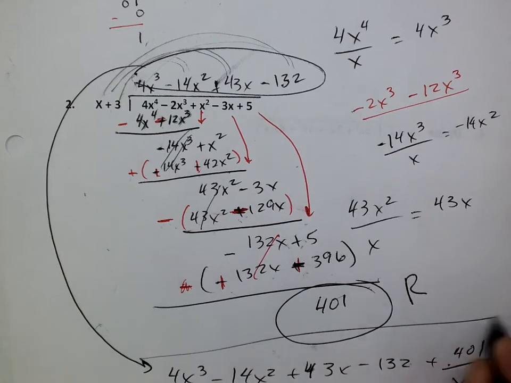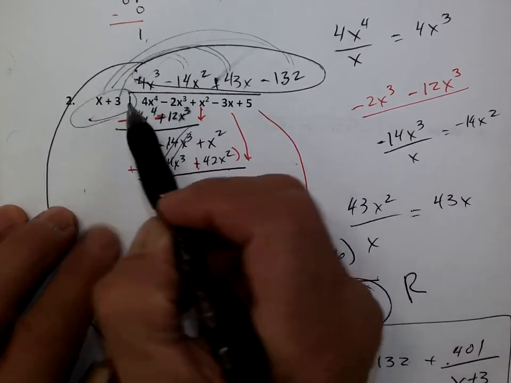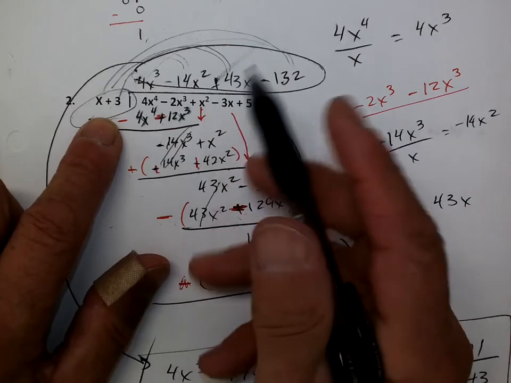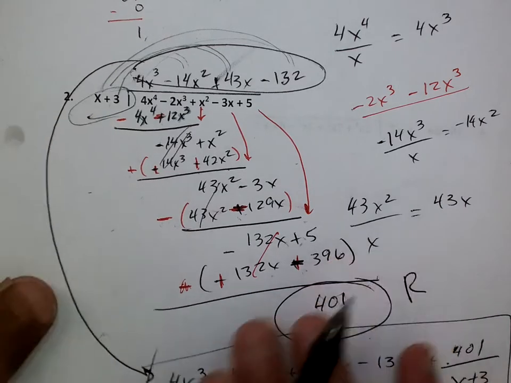Now, is there an easier way? Yes, there's a trick. Somebody a long time ago came up with a way to do this, but it only works if it's x plus or minus a number. It's a thing called synthetic division, okay? You want to see how to do this the easy way? Turn the page.